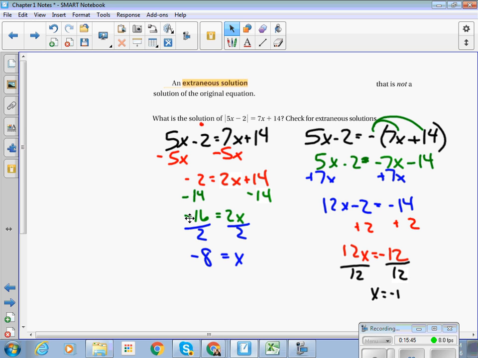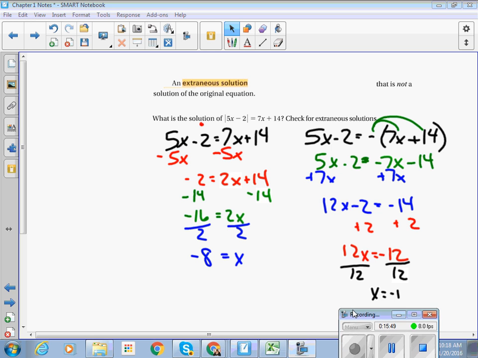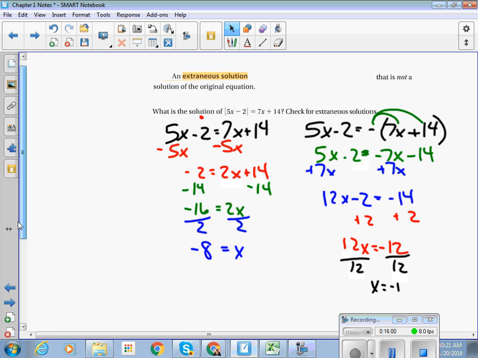So I'm going to give you a moment. Go ahead and pause the video. I'm going to give you a moment to plug in x equals negative 8 and x equals negative 1, and you tell me which one, if any, are extraneous. All right, so let's plug them in and see.